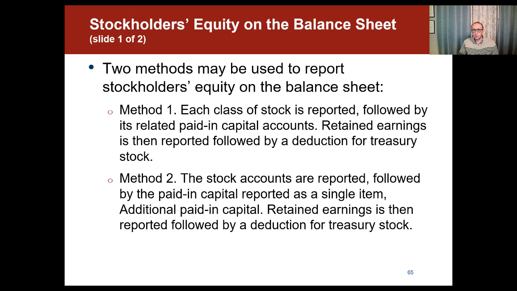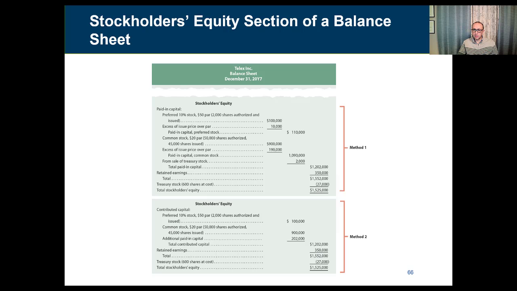So we combine all the paid-in capital of different categories in one single item, which we call additional paid-in capital. Then the retained earnings is reported, followed by a deduction for treasury stock. So here, this is like a comparison of the two methods.